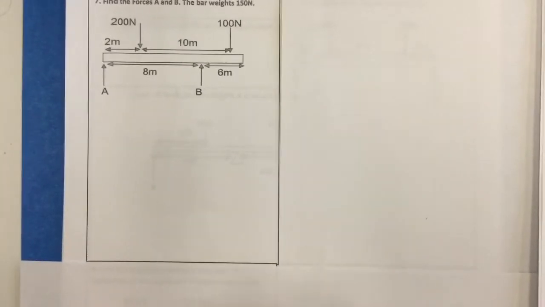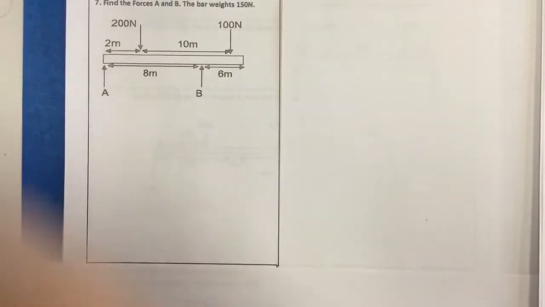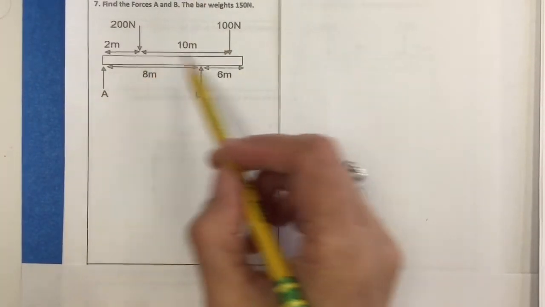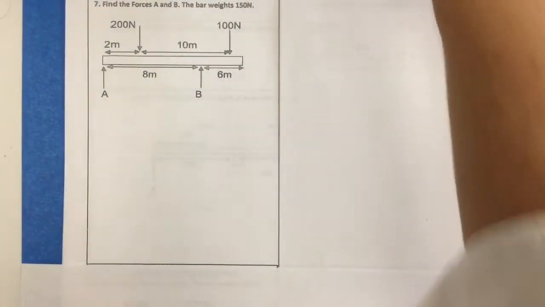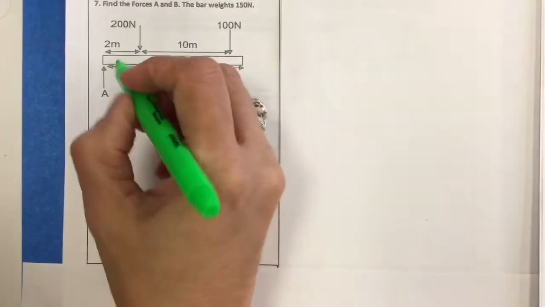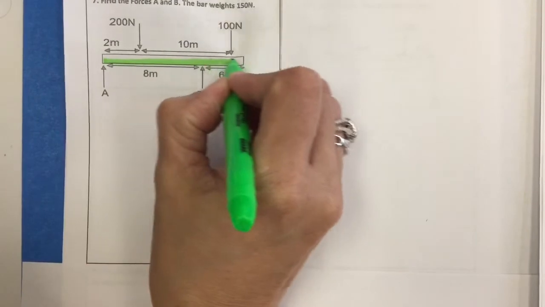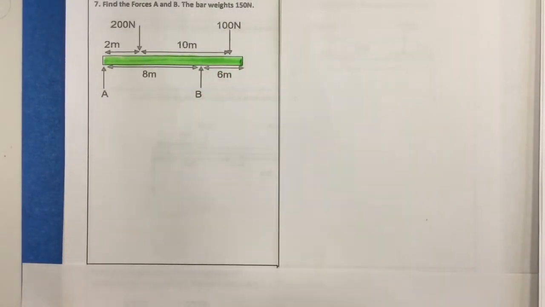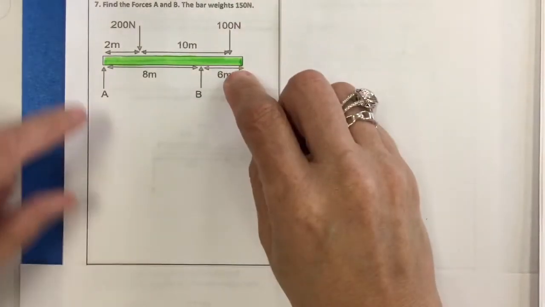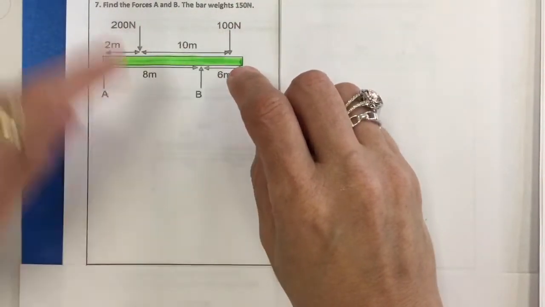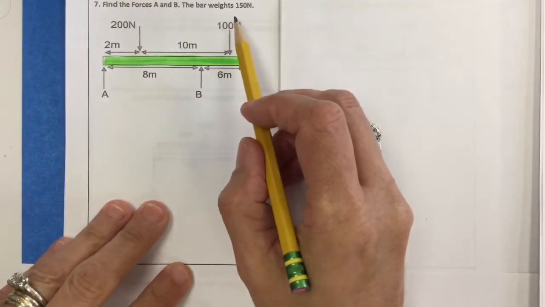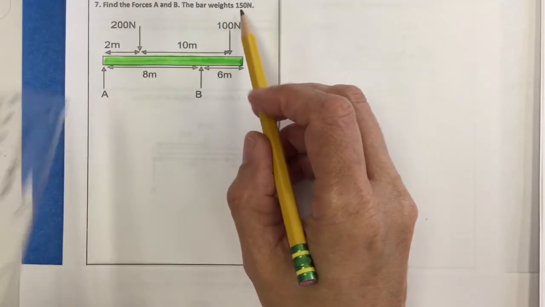Torque problem number 7. Find the forces A and B, and this bar weighs 150 newtons. So this is the bar. So here we have a bar, and there are 1, 2, 3, 4 forces acting on this bar, plus its own weight, which is 150 newtons.